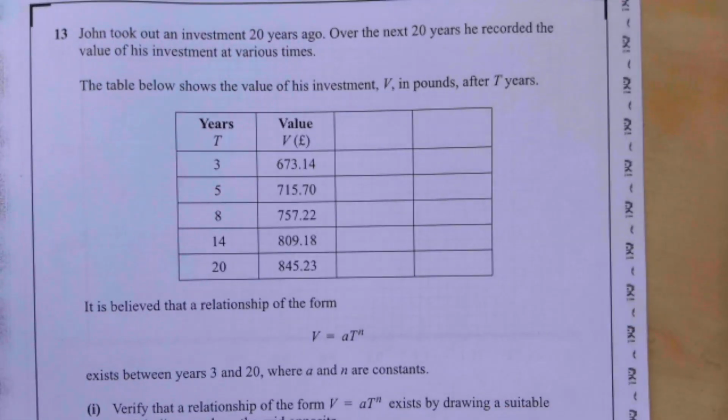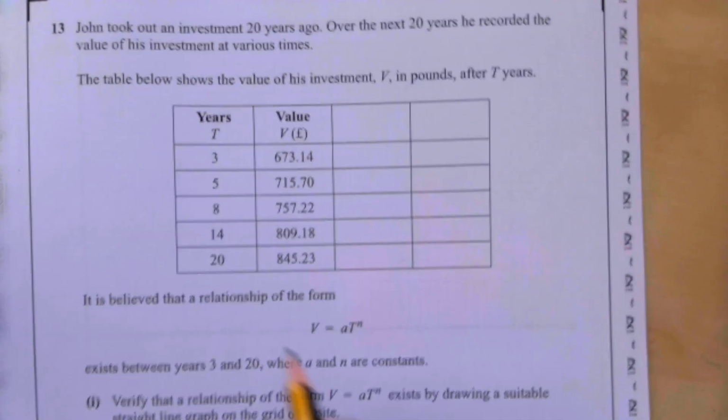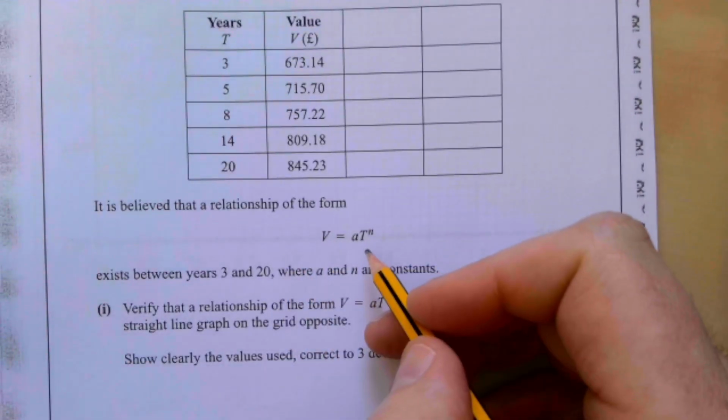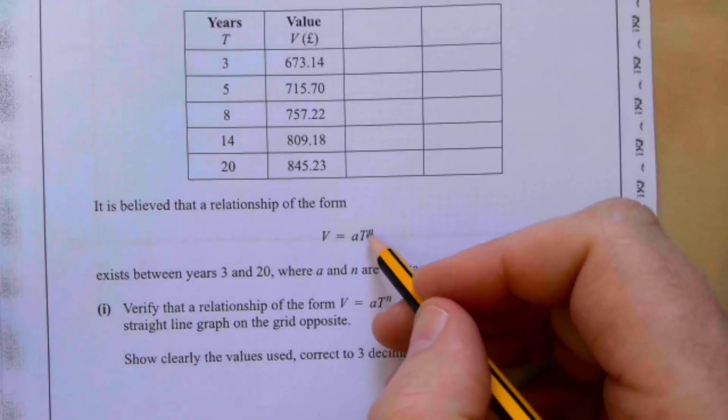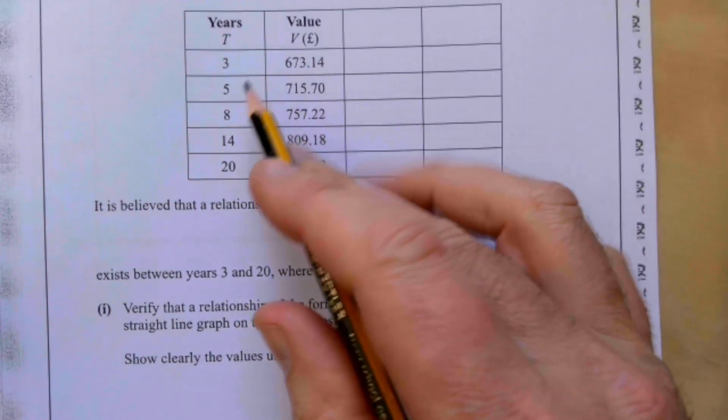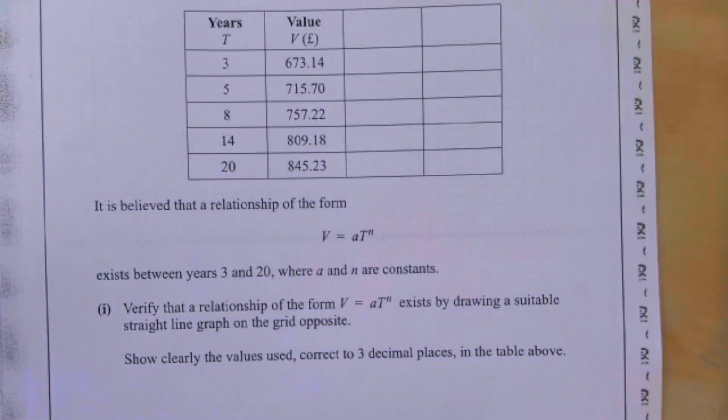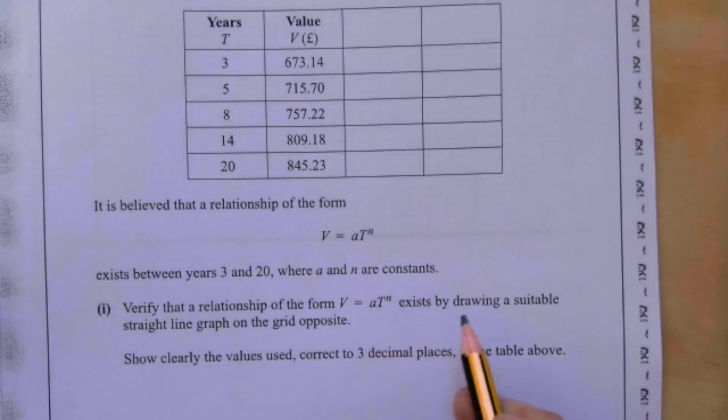Question 13. John took out an investment 20 years ago. Over the next 20 years, he recorded the value of his investment at various times. The table below shows the value of his investment v in pounds after t years. It is believed that the relationship of the form v equals a t to the n exists between years 3 and years 20, where a and n are constants. Verify the relationship of the form v equals a t to the n exists by drawing a suitable straight line graph on the grid opposite.